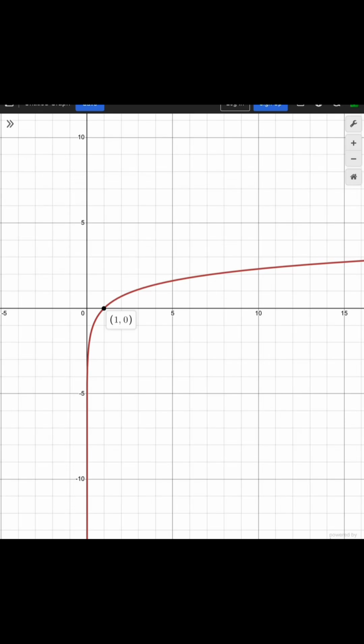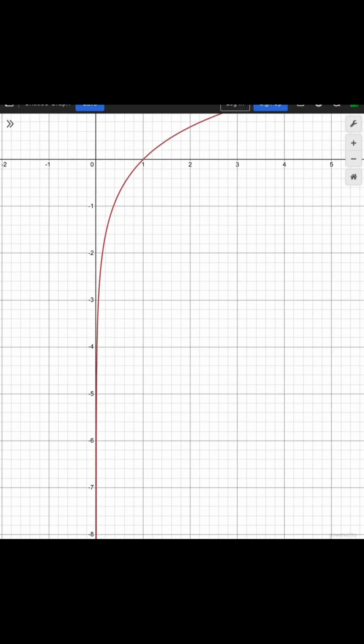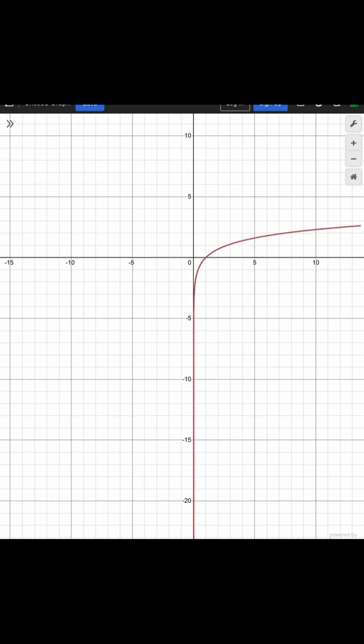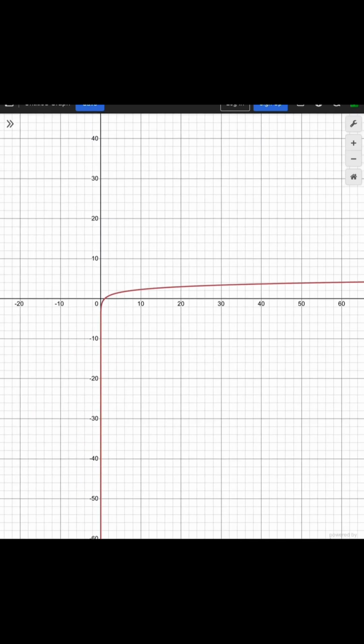And obviously the function is increasing for all x values that are greater than 0, but it's increasing at a decreasing rate. So you can see at the start here, it's increasing very quickly. Then it starts to flatten out a little bit. And then if we zoom out even more, it flattens out even more. So that y value doesn't change as much as it does over here.